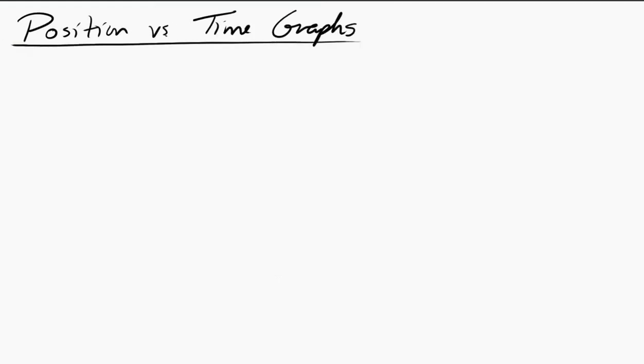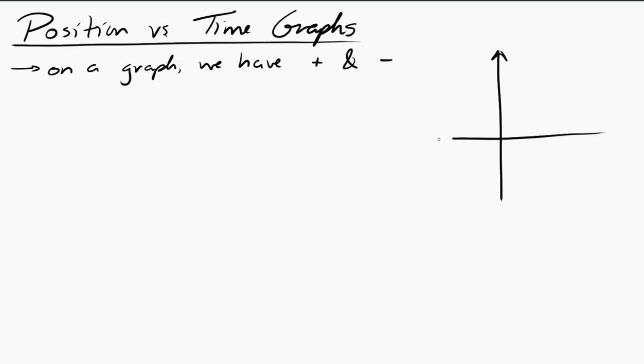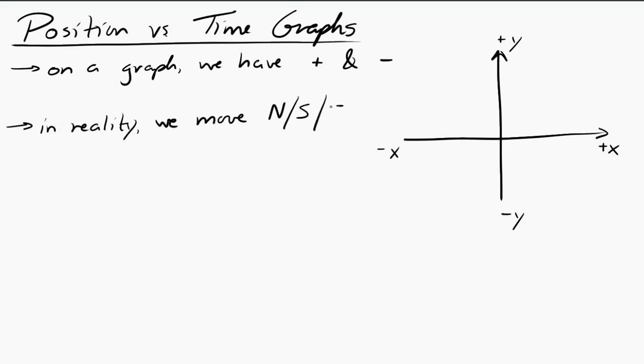Let's take a look at position versus time graphs. And before we do that, I want to point out that when we draw a graph, we have positive and negative on that graph. Now, in reality, when we're moving around, we don't really move around in positive directions and negative directions. At least that's not how we normally think about it.